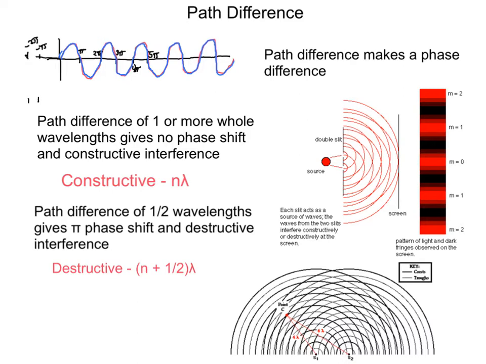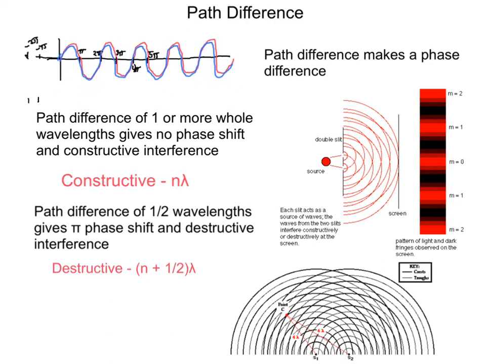Now, path difference of one or more whole wavelengths gives you no phase shift, and it's going to give you constructive interference. So let me show that here on this little drawing up here. I have two waves, one in red and one in blue. So there's the red, here's the blue. And whenever there is no path difference, they both start from the exact same place. Obviously, you have constructive interference. You can see how everything lines up.